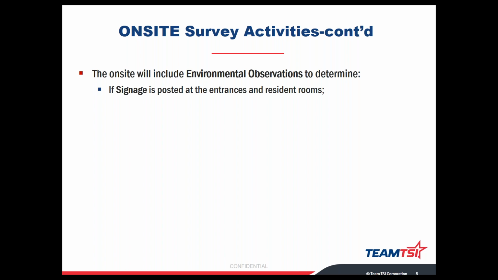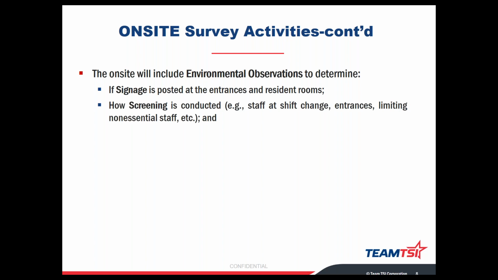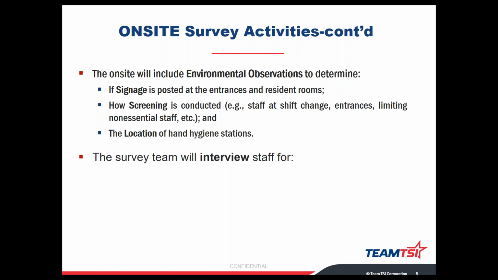So do you have signage posted in the entrances, in the resident rooms? Is that information publicly displayed? How are we screening the staff at shift change, your entrances, limiting non-essential staff from coming in? Of course, the limitation on visitors as well. Where's your location of hand hygiene stations? Just that type of stuff. It's all in the tool as well. They're going to look environmentally to see what's happening in the facility.